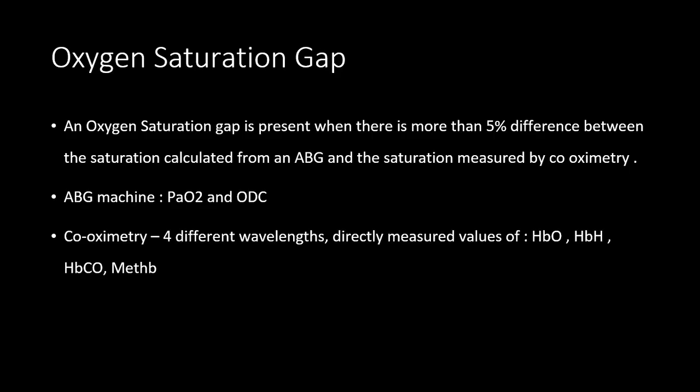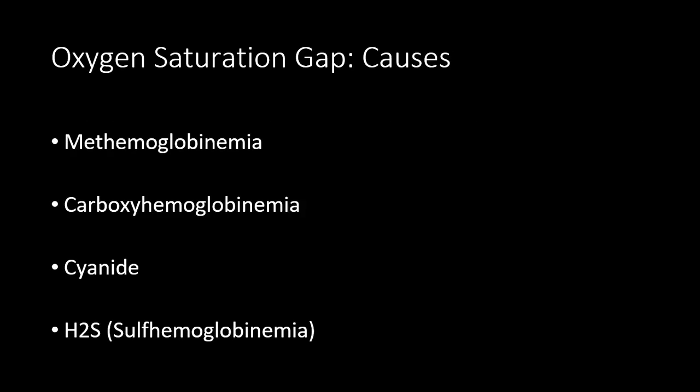Okay, the oxygen saturation gap. This is a term where there is a more than 5% difference between saturation calculated from ABG and what you get from the pulse oximeter. Normally it is due to abnormal hemoglobins. So you will encounter it in methemoglobinemia, carboxyhemoglobinemia, cyanide and sulfhemoglobinemia.